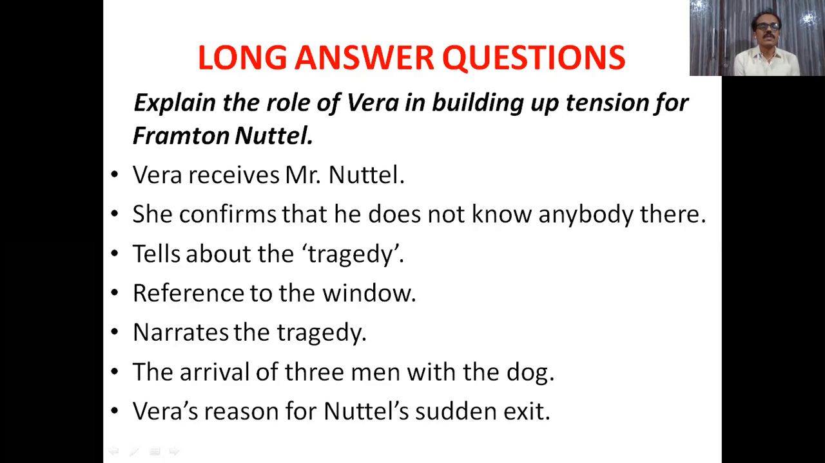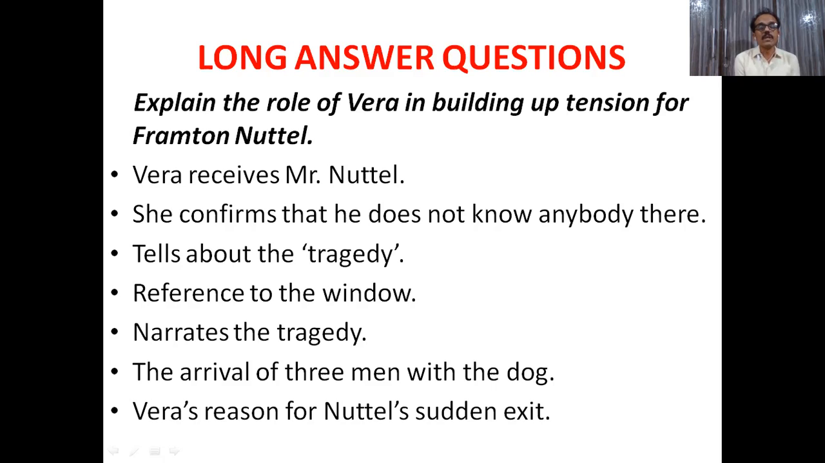She tells about the tragedy as soon as she knows that he knows nothing about Mrs. Sapleton or her family. It is a tragic story. We know that very well: Mrs. Sapleton's husband and her two brothers, with the spaniel dog, went for shooting, and they were drowned in the marsh and their bodies were never recovered. This story we know very well, right?